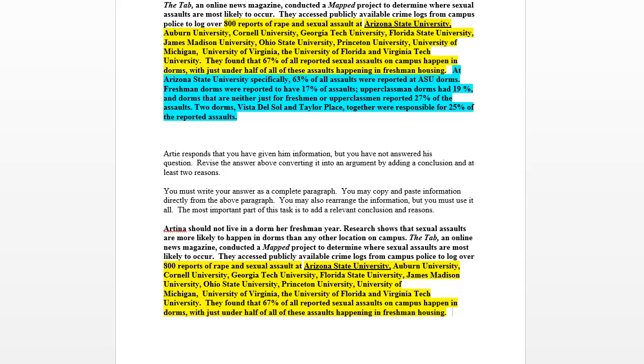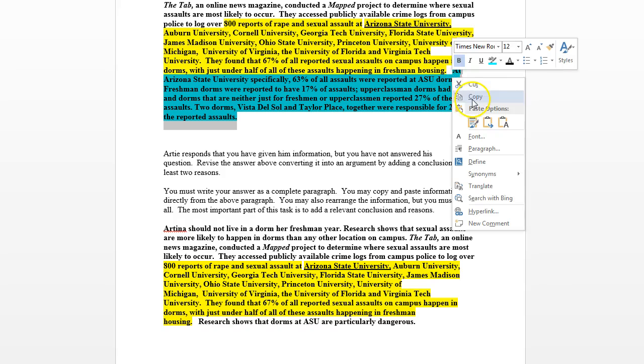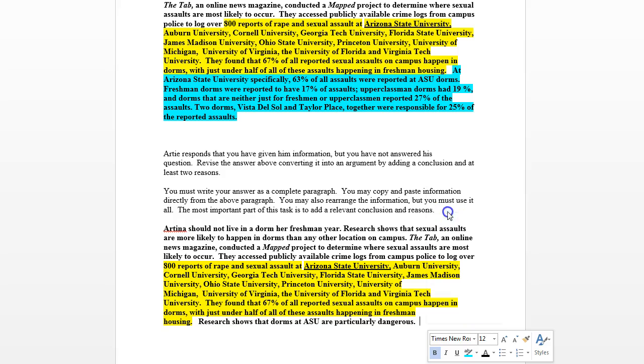Let's see. So I'm going to type my reason here. Research shows that sexual assaults... I want to say that dorms at ASU are particularly dangerous. It'd help if I could spell it right. All right. And then I'm going to answer the question, how do you know? Prove it. Give me some evidence. Copy, paste. One and done.